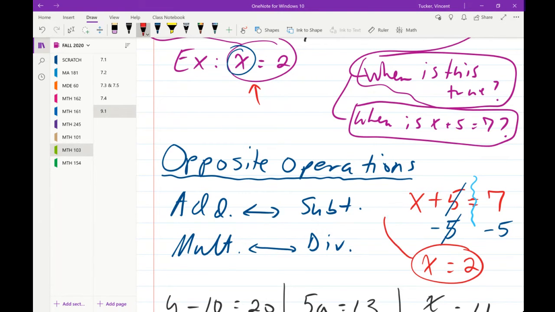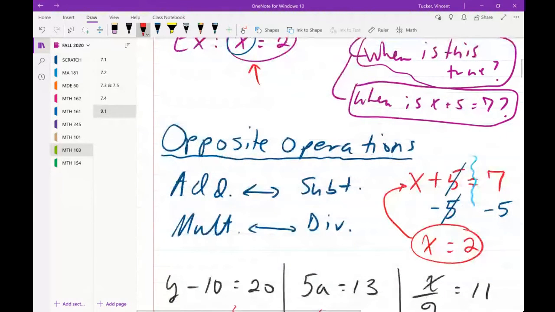And once again, you can check your solution by plugging it into the original equation to see if it actually gives you the true statement. And so 2 plus 5 is equal to 7. And that's the foundation of solving equations. You will be looking to undo what's being done to the x so that you can get it alone on one side of the equation.